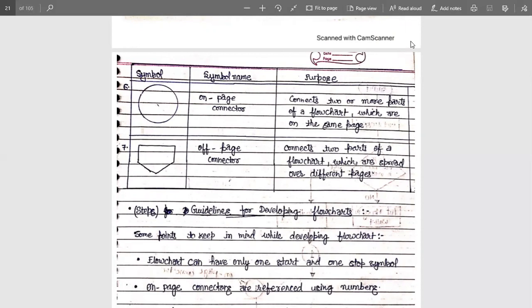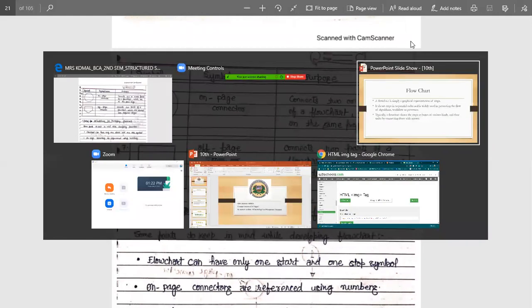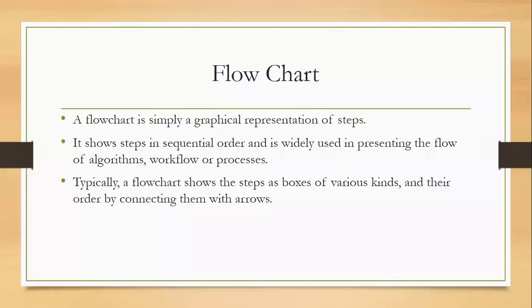Next is the off-page connector. It connects two parts of a flowchart which are spread across different pages. Let us suppose one process is on the first page and another process is on the second page. To connect these particular pages, we use the off-page connector. So these are the basic symbols we use for representing any flowchart.